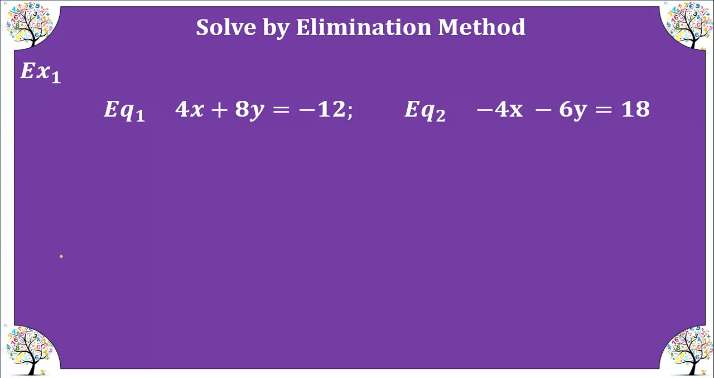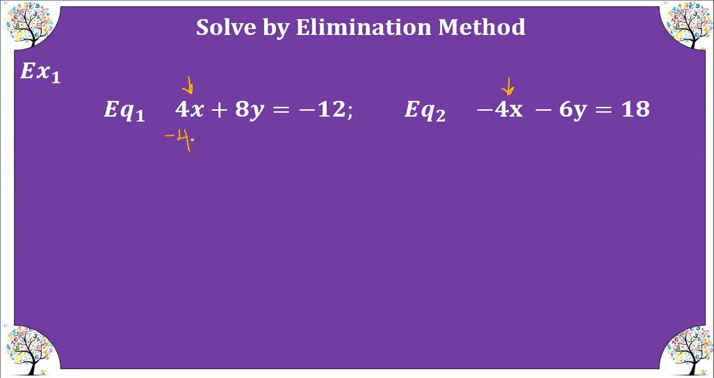Here's example 1. We have the system 4x plus 8y equals negative 12, and we have negative 4x minus 6y equals 18. Notice they are written in standard form, so that's a clue that I'm going to use the elimination method. So I'm going to ask, do I have a pair of opposite variables? Yes, 4x and negative 4x are opposite. So now I can just simply combine the two equations and I can eliminate a pair of my variables. So I'm going to add these two equations together.